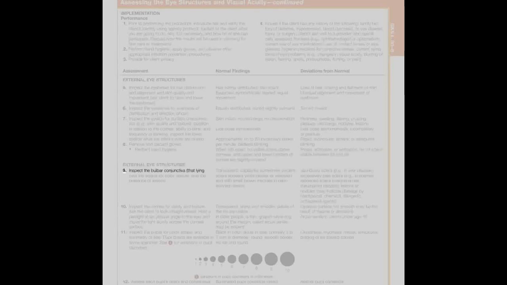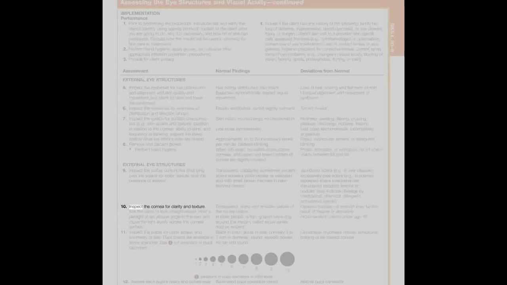External eye structures. 9. Inspect the bulbar conjunctiva, that lying over the sclera, for color, texture, and the presence of lesions. Transparent, capillaries sometimes evident, sclera appears white, darker or yellowish, and with small brown macules in dark-skinned clients. Jaundiced sclera, for example, in liver disease, excessively pale sclera, for example, in anemia, reddened sclera, marijuana use, rheumatoid disease, lesions or nodules may indicate damage by mechanical, chemical, allergenic, or bacterial agents.